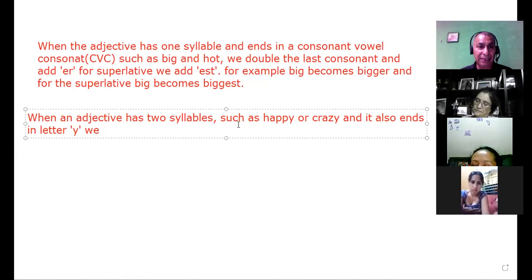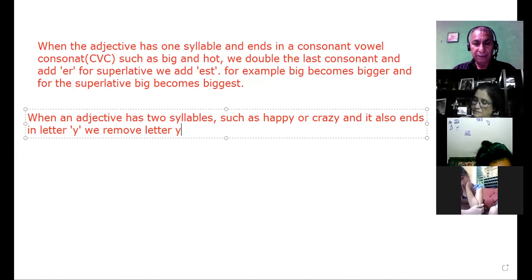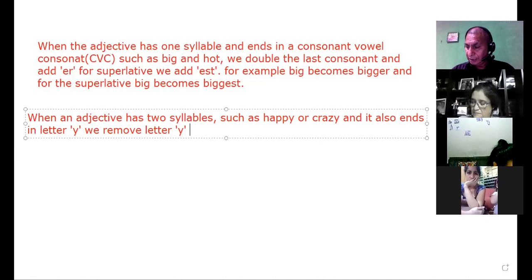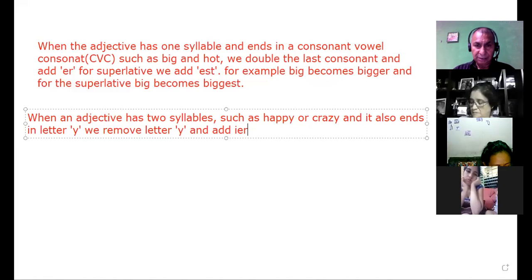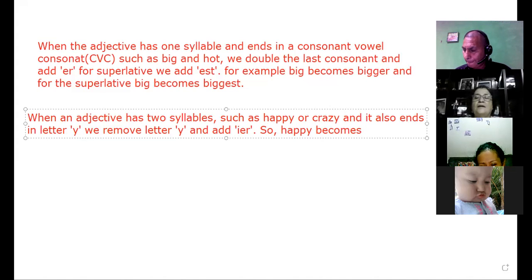Okay, and it also ends in the letter Y. We remove the letter Y and replace it, and we add IER. So happy becomes what? Happier. Yes, happy becomes happier.